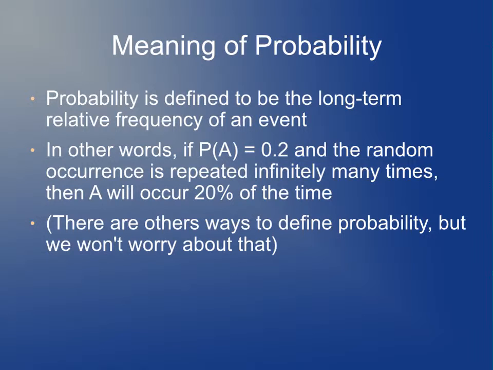So for example, if the probability of getting heads when you flip a coin is 1/2, then if you flipped a coin a large number of times, over the long run the proportion of heads would be approximately 50%.